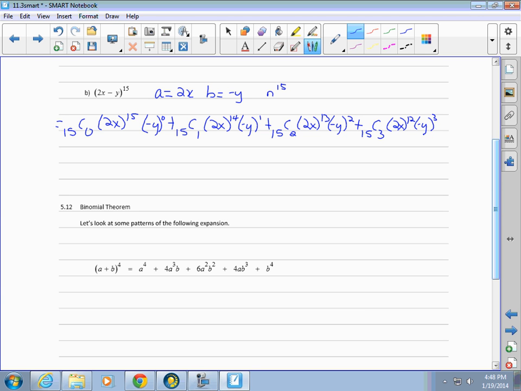So some of the patterns that we've noticed for the following: a to the 4, 4a cubed b, 6a squared b squared, 4ab cubed, plus b to the power 4. So we notice from here that our a power starts at n and decreases each term.